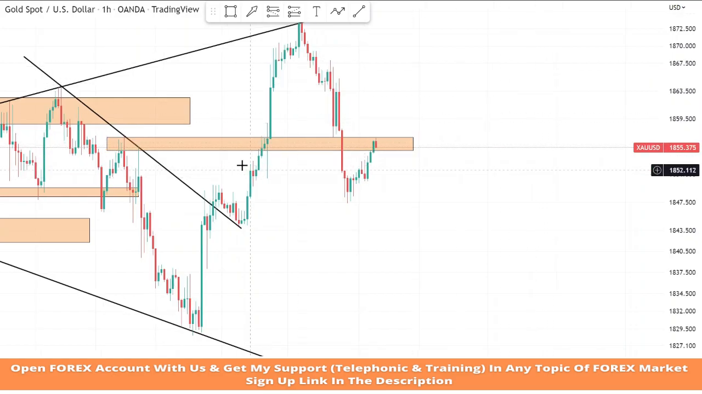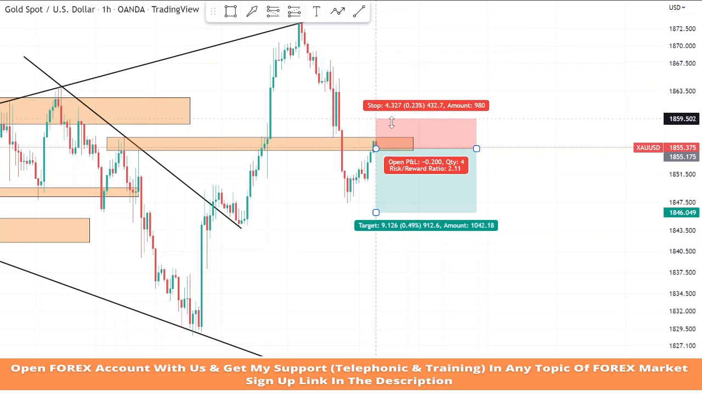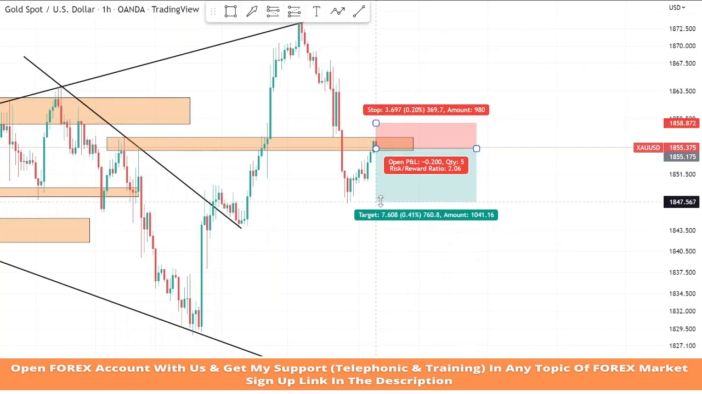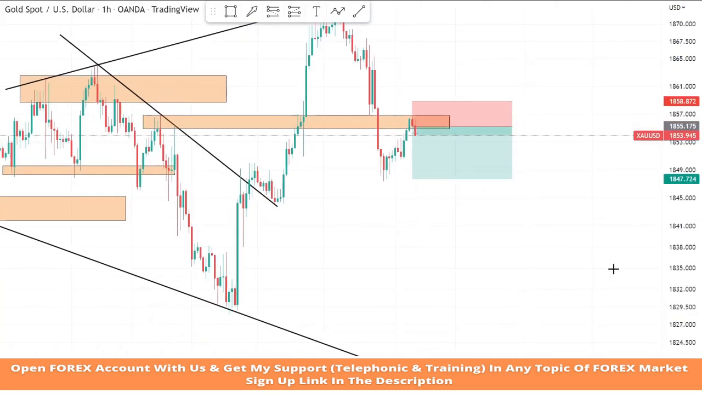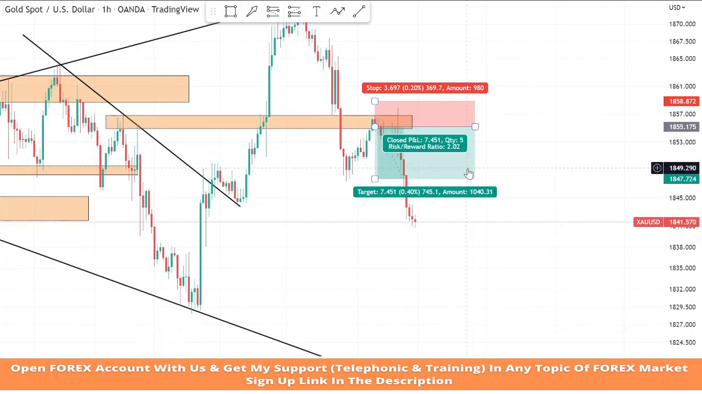Market got rejection from resistance zone second time and a red candle formed. We will take sell trade, we set stop loss at last high of the candle and take profit 1:2. We won this trade simply.